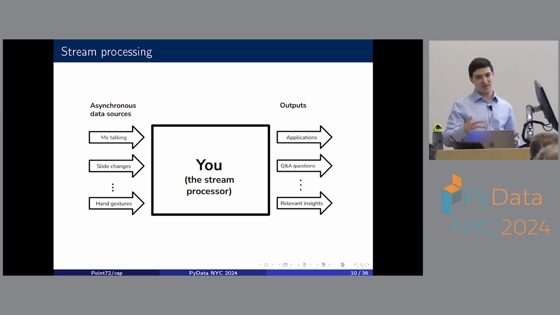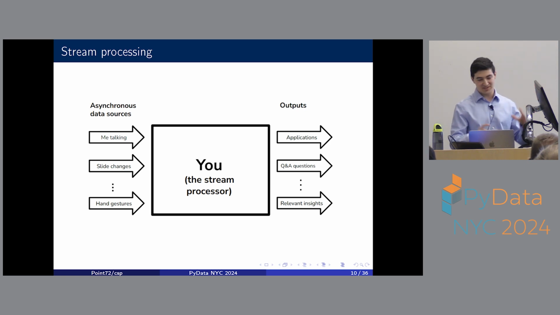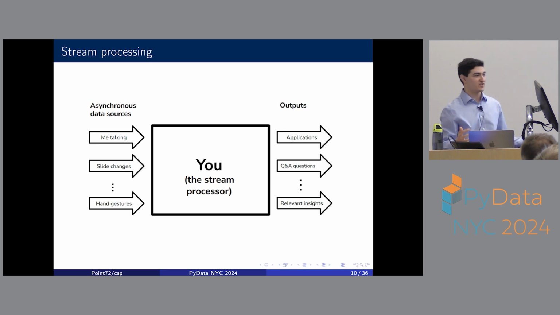There are data sources that are asynchronous, such as the audio from my presentation and the visuals from the slides, but your brain is able to synchronize and order things in a reasonable fashion so that everything aligns. It can transform that raw data coming in, and update the internal state of things that you've already learned about Python or data analysis. And then ultimately, what you want to get are some outputs, right? You want to have some applications of this for your own work, maybe questions you have for the Q&A session, or insights you have into stream processing in general.